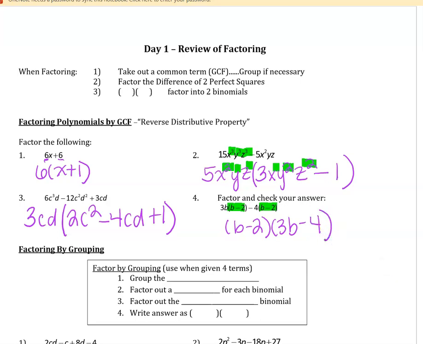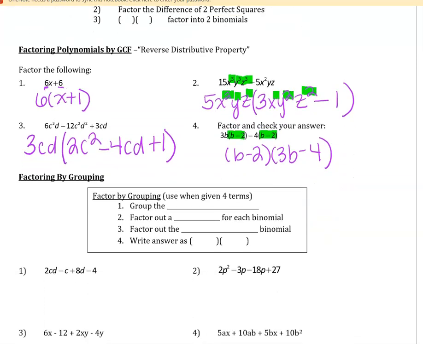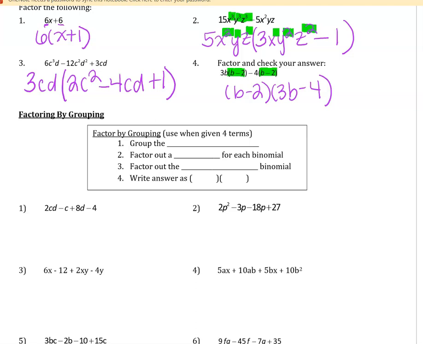So this is what's leading us into what's called our factor by grouping method. Factor by grouping is typically used with 4 terms, and it's when we group the binomials, factor out a GCF, or greatest common factor, for each set of binomials, and then factor out what will end up being what I call the common binomial. And then we'll write our final answer with 2 sets of parentheses.